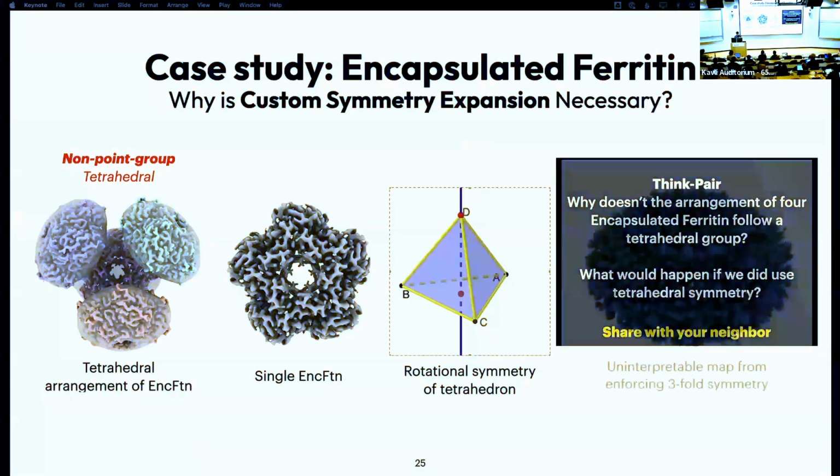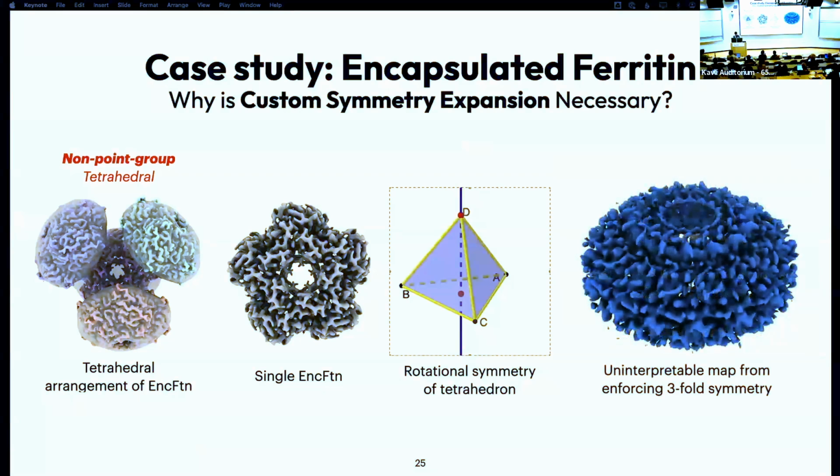Out of curiosity, I tried enforcing threefold symmetry on the aligned map of the encapsulated ferritin. This was after I got the results, so a bit of a spoiler. But it was to see what we might get if we accidentally assumed that this configuration had tetrahedral symmetry. And of course, it resulted in a totally uninterpretable map. No clear secondary structure was visible, and there were lots of disconnected blobs of density.